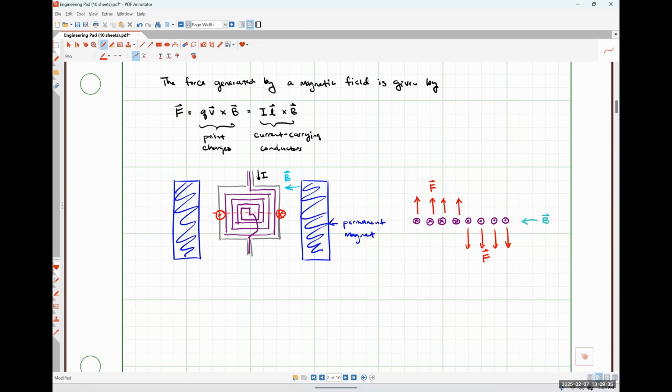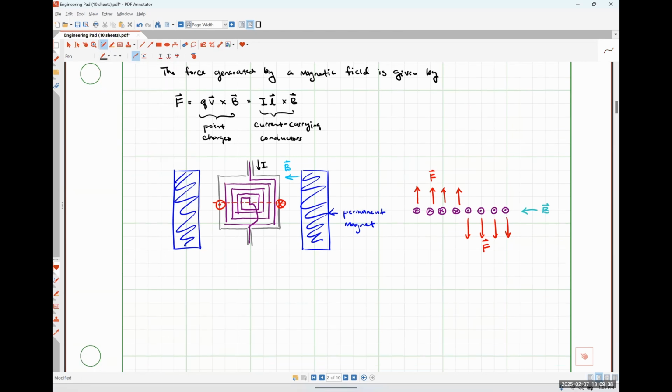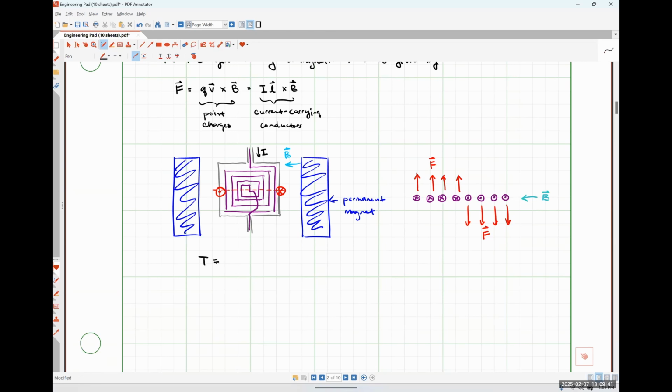The magnitude of the torque that is acting on the actuator in this case, so this is our torque, would be current I times our B field times L1 times L2 times N, where L1 is the average length of the coil parallel to the edge of the magnets.